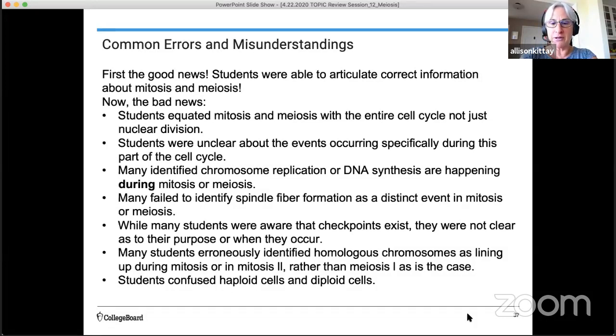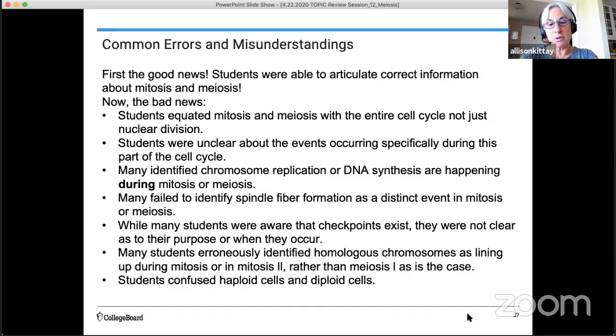Many students were unclear about the events that occur specifically during the nuclear division. Many identified chromosome replication or DNA synthesis as happening during mitosis or meiosis, and I hope that you've noticed that I have stressed both yesterday and today that that synthesis, or duplication, replication of chromosomes happens prior to nuclear division. Many students fail to identify spindle fiber formation as a distinct event in mitosis or meiosis. And remember that spindle fiber apparatus is how the chromosomes are moved during the process of nuclear division.